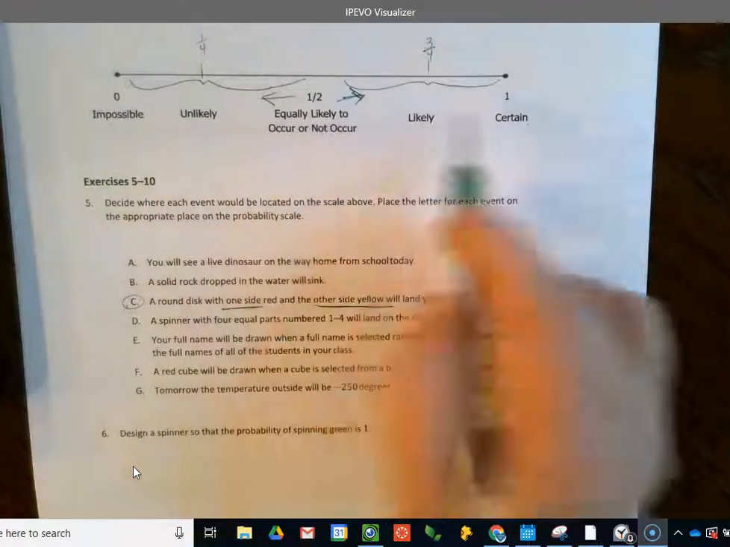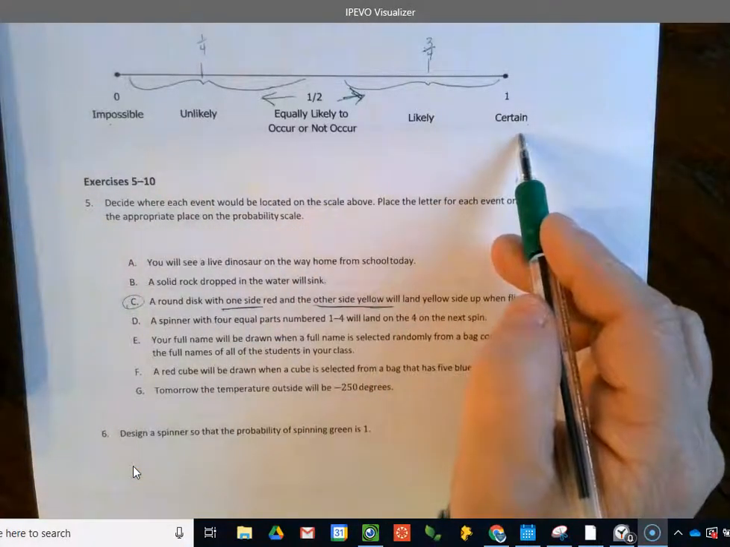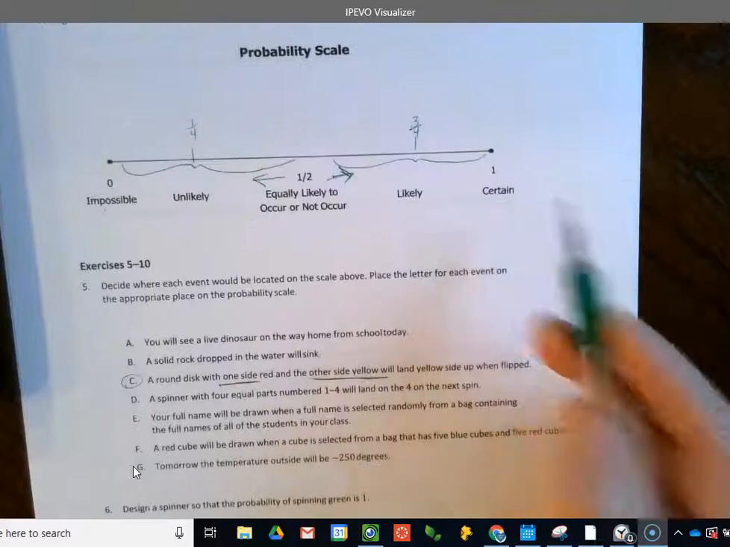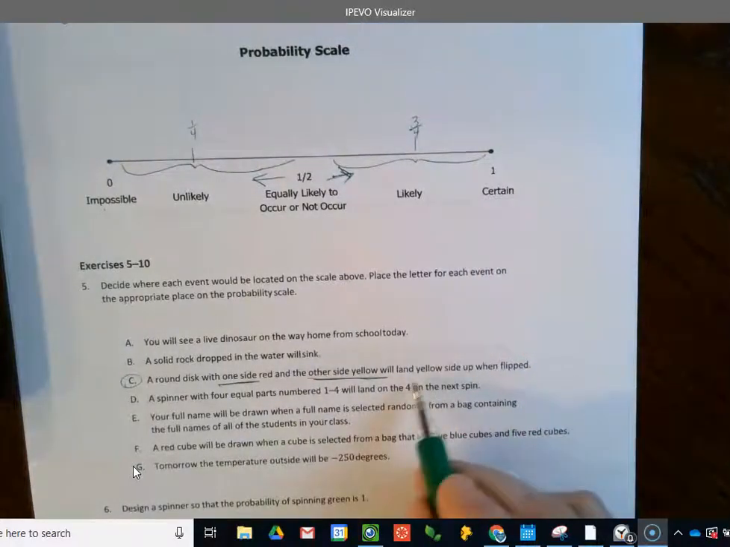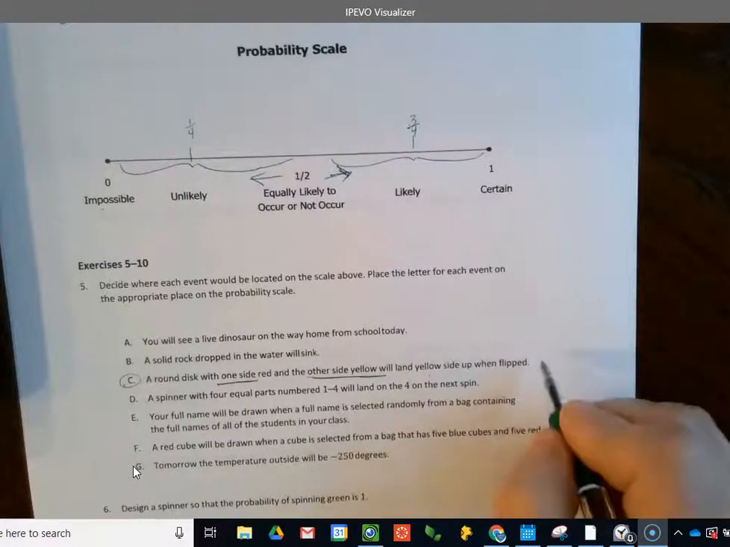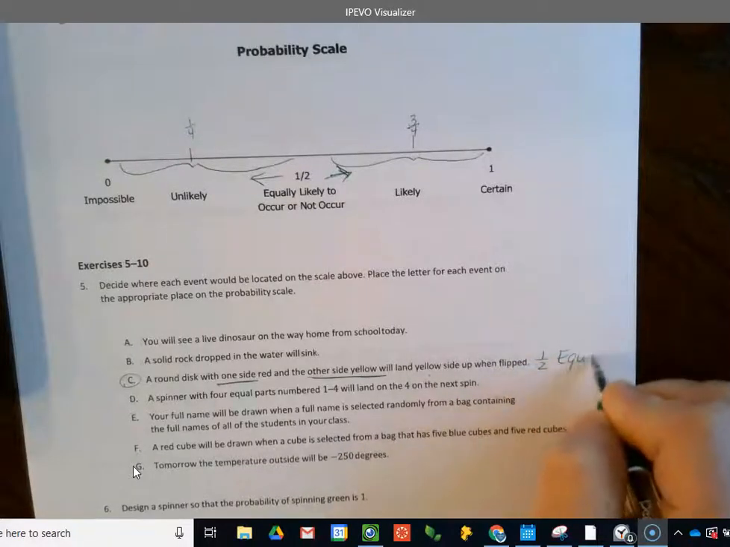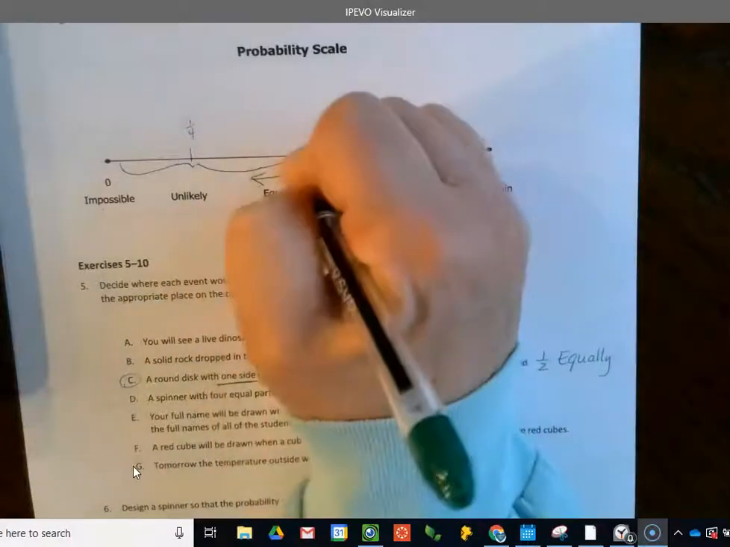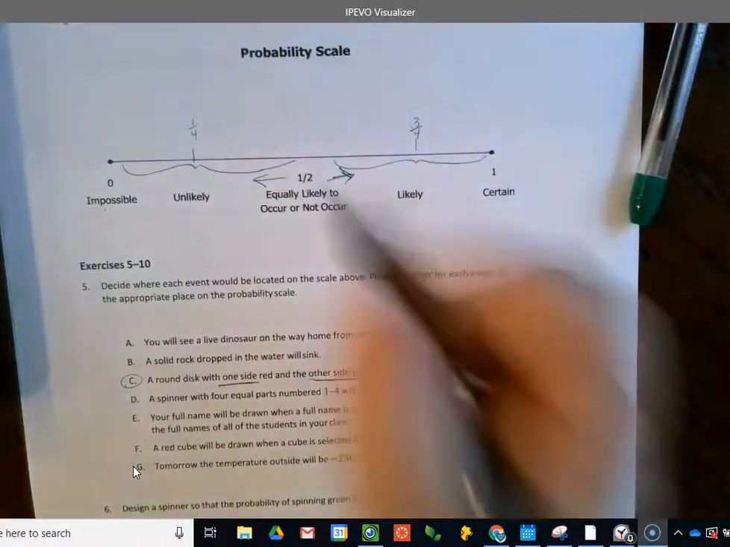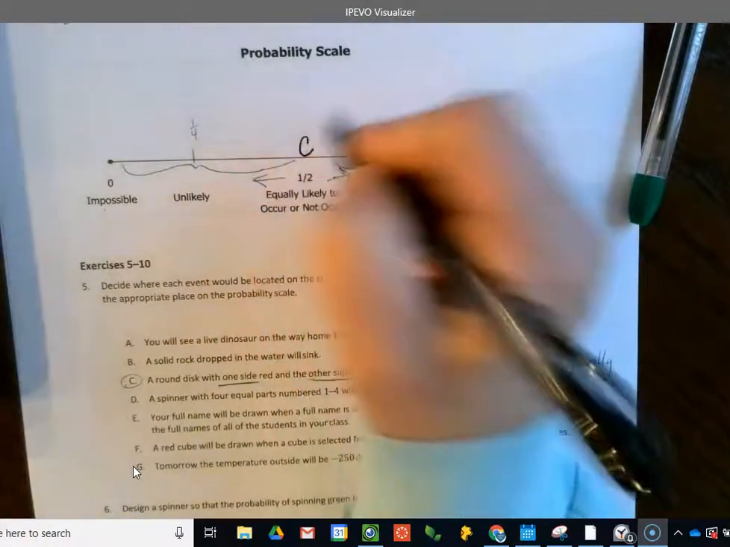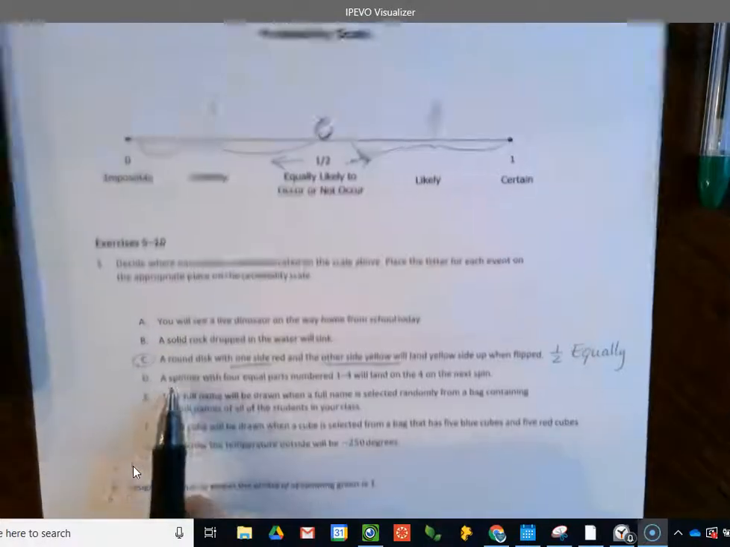Where would it be on the probability scale, called the probability line on Math Antics, for it to end up on yellow? Since it's 1 out of 2, it is equally likely. And we're going to label this up here with the C.